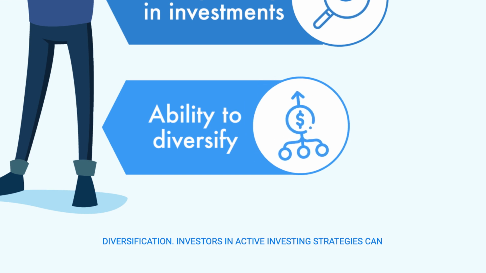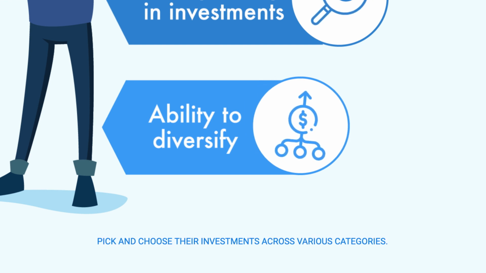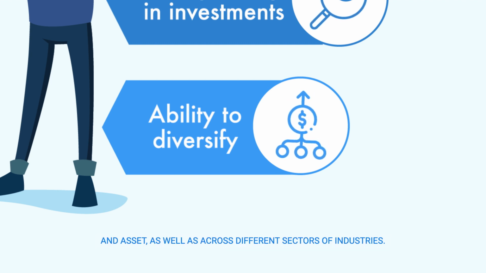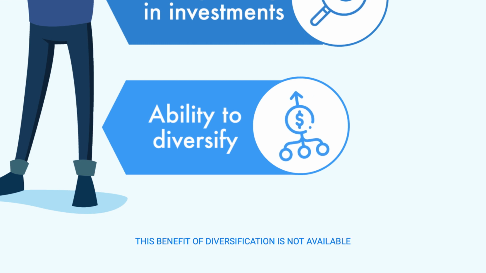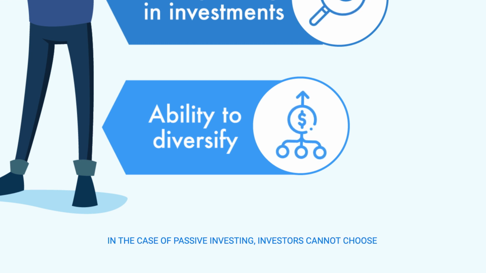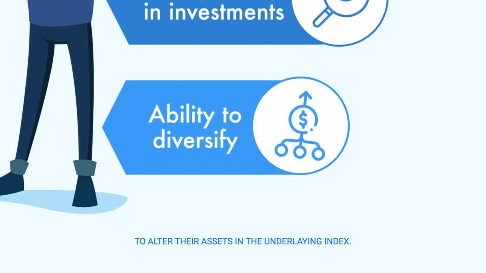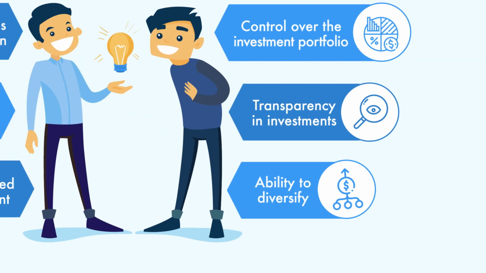Diversification. Investors in active investing strategy can pick and choose their investments across various categories and assets as well as across different sectors of industries. This benefit of diversification is not available in the case of passive investing. Investors cannot choose to alter their assets in the underlying index.